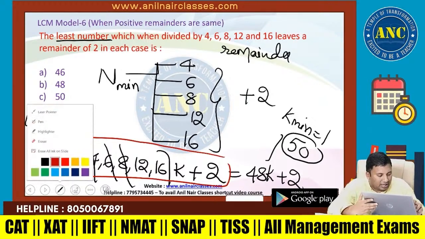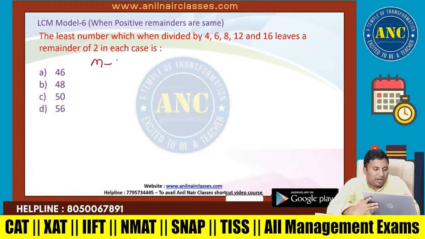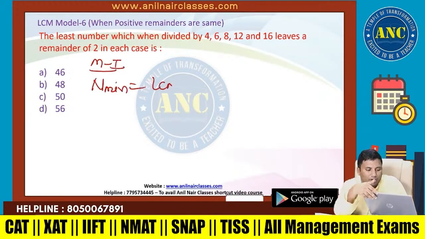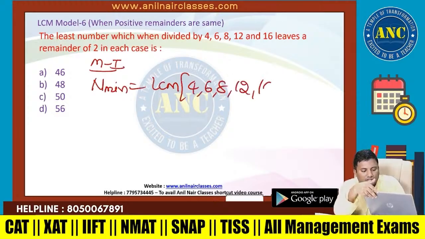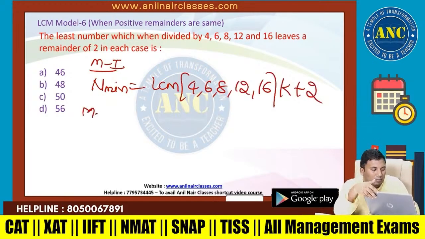I hope it is clear. Method 1 is very easy. It is nothing but everybody solves these things. LCM of 4, 6, 8, 12, 16 into k plus 2. Method 1. Method 2. How to do method 2?